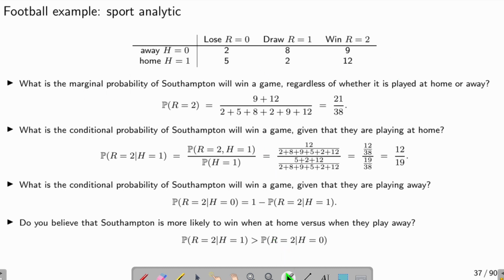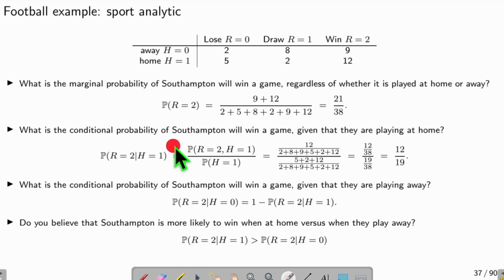So what's the normalization? Suppose I want to consider the marginal probability of Southampton winning a game, regardless of whether or not it's playing home or away. So I want to know the win regardless of home or away. That means on the y dimension, I don't care about the y dimension. I add these two numbers, so 9 plus 12, this is the number of wins, and then divide by the number of all the matches. This will make sure the P is a number between 0 and 1 that satisfies the probability axiom, and this gives us 21 divided by 38. That means in the 38 games, 21 games are wins, regardless of home or away.